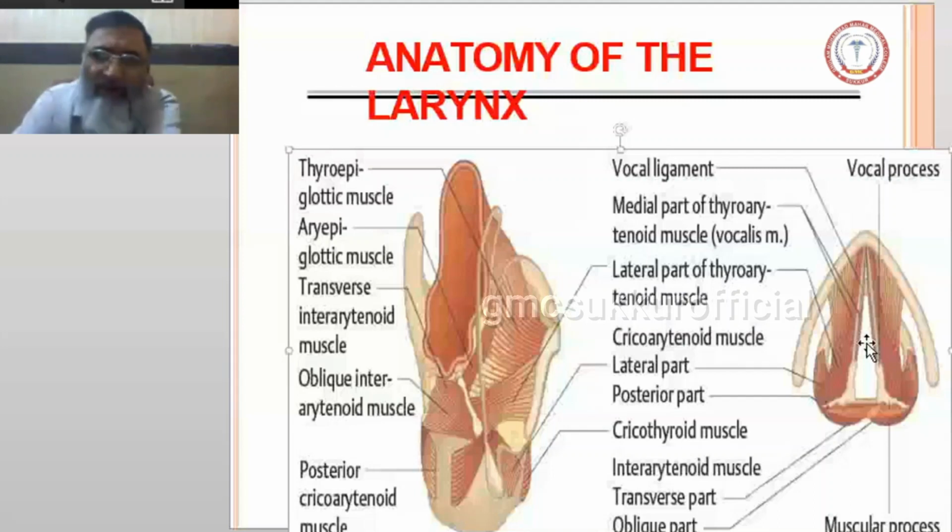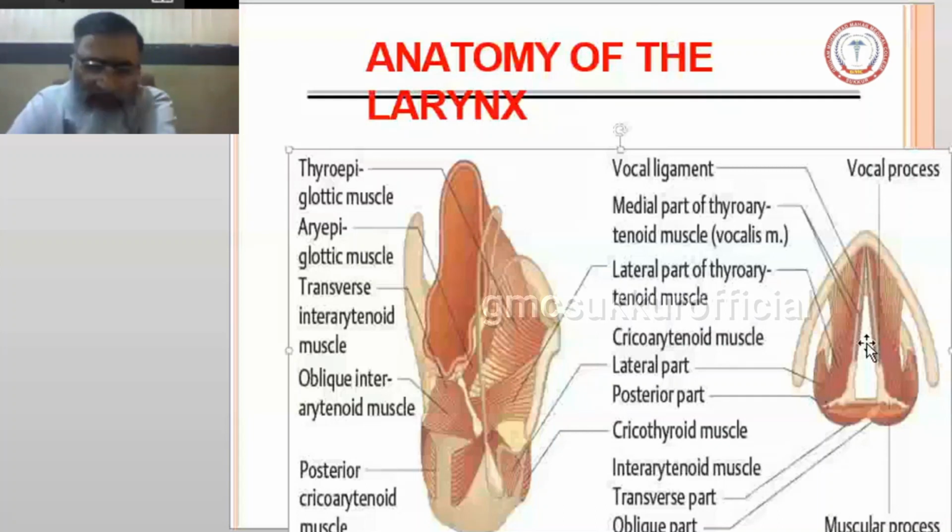Now you see this is the thyroid membrane and cricoid membrane. This cricothyroid membrane is very, very important. Just here you have the vocal ligaments.